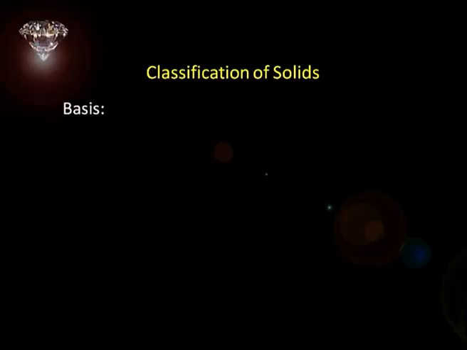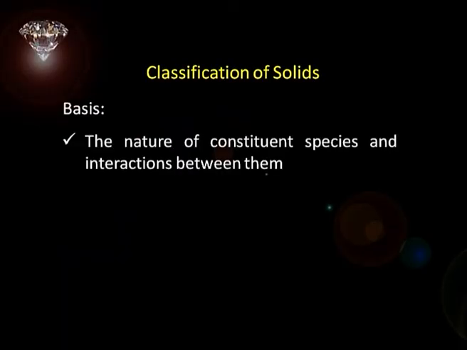Now, besides these characteristics, we can have a look at how we classify solids, because we said we will talk about typical characteristics. Having done that, now we try to see how we classify solids. One of the typical bases used for classifying solids is the nature of the species which constitute a solid, and also the kind of interaction between them. On this basis, we can classify solids as follows.